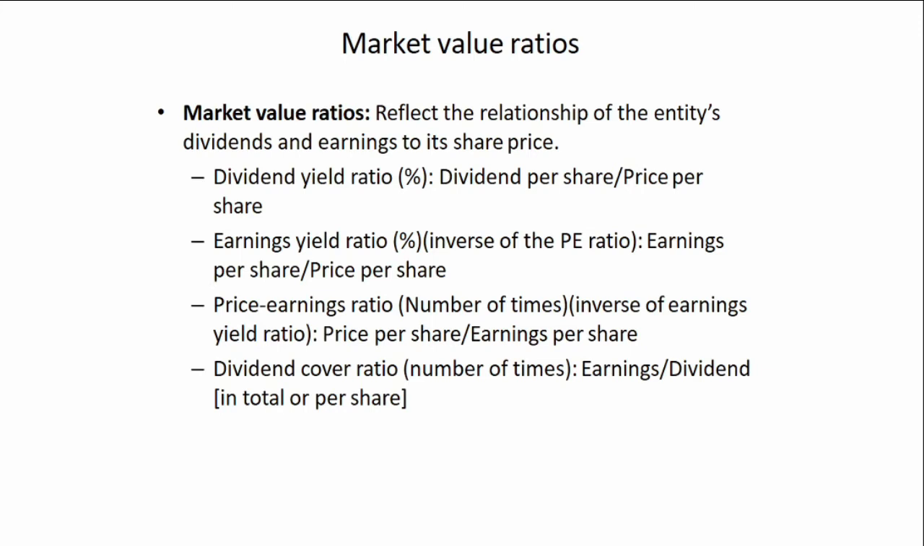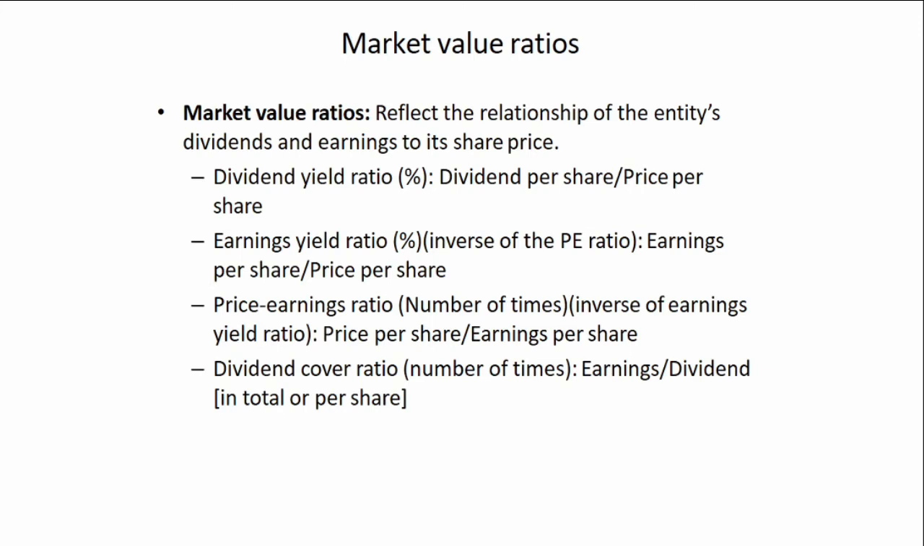If we look at our dividend yield ratio, this is calculated by taking our dividend per share divided by the market price per share. The dividend yield ratio indicates the return that investors are obtaining on their investment in the form of dividends. In the long term, shareholders would earn both dividends and capital appreciation on their shares, so the total return would be considerably higher than the dividend yield ratio.